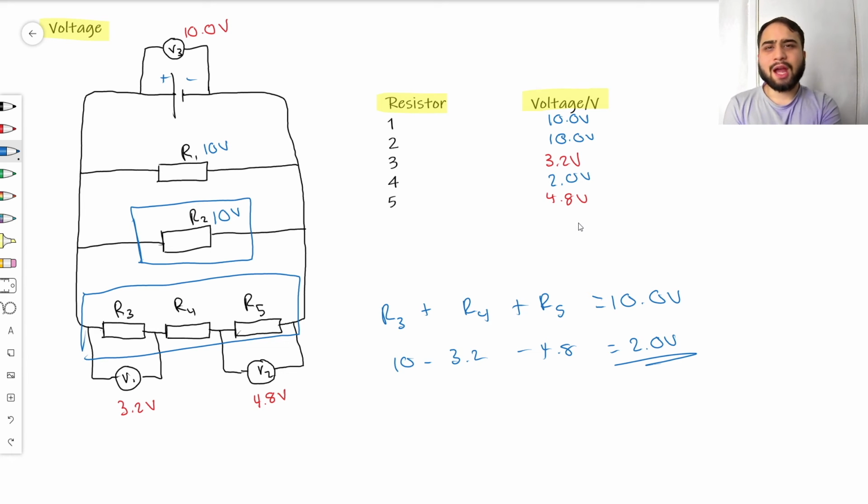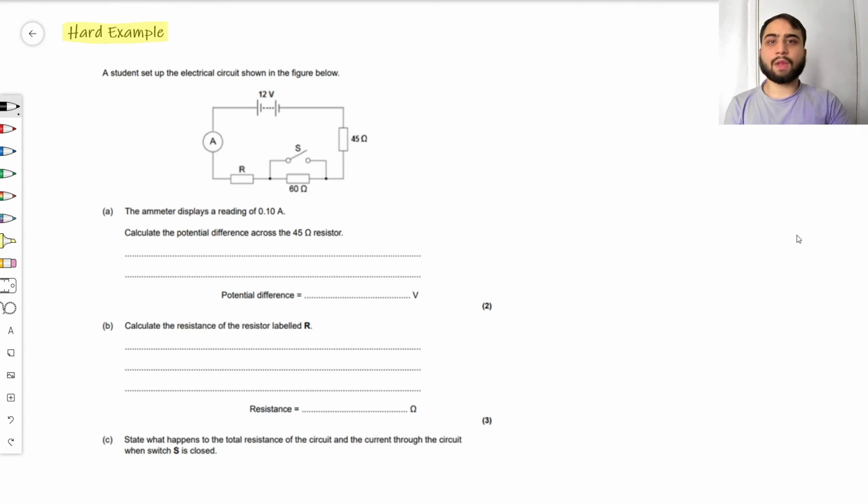Now we're going to do a combination of all three of these. So calculating resistance, amps, and voltages in one single question, as is very common in the GCSE exam. Okay, so now let's have a look at a hard example. As always, we're going to highlight all of our keywords. A student set up the electrical circuit shown in the figure below.